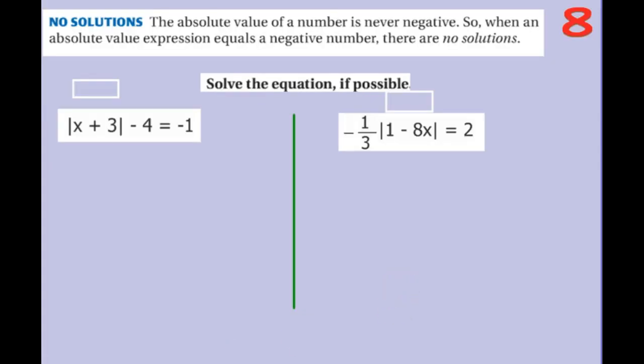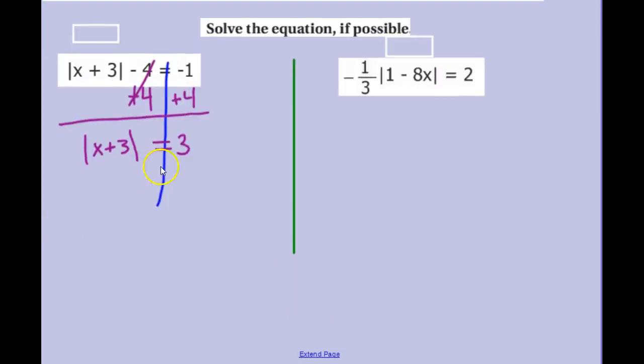So these two I would like for you to try on your own, and then go ahead and check your answers. First, I'm going to get rid of my addition and subtraction by adding 4. So I have the absolute value of x plus 3, and -1 plus 4 is 3. We have equal to a positive number, so we can solve both when x plus 3 equals a negative, a dirty shower, or when x plus 3 equals a positive number, or a clean shower.